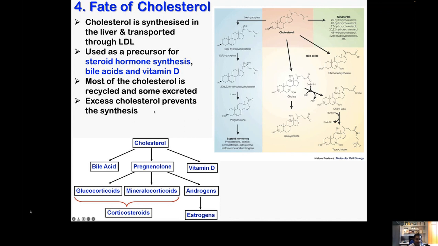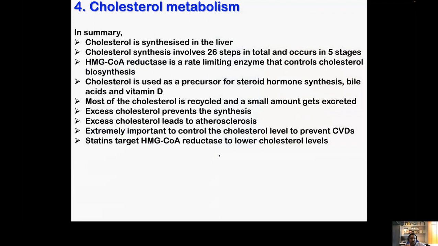Excess cholesterol will prevent the synthesis because it's a negative feedback regulation, so it will be stopped as well. So remember this: cholesterol is used as a precursor to produce bile acid, and it's used for corticosteroid production, estrogen production, and vitamin D production as well. Please go through all of this and let me know if you need any further details. And as we discussed right at the beginning in the last lecture, excess cholesterol will lead to atherosclerosis. You will study atherosclerosis, hyperlipidemia, and all the cardiovascular diseases next year, so you don't have to worry about them this year.